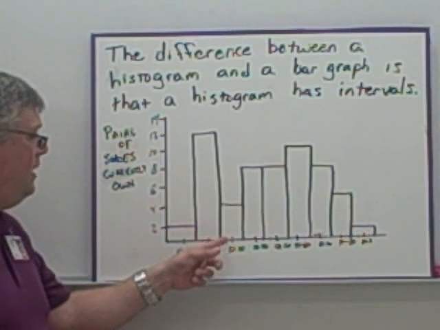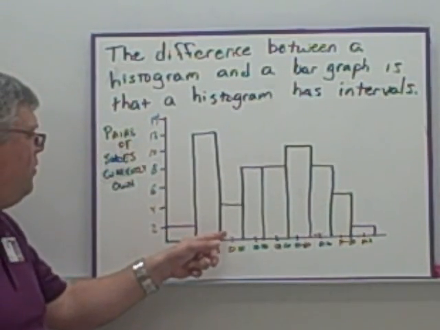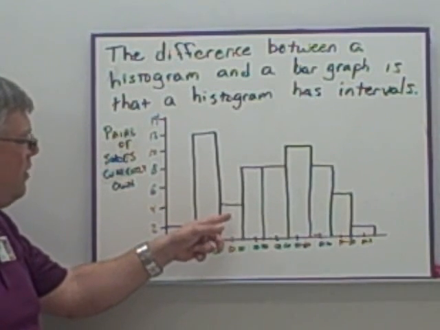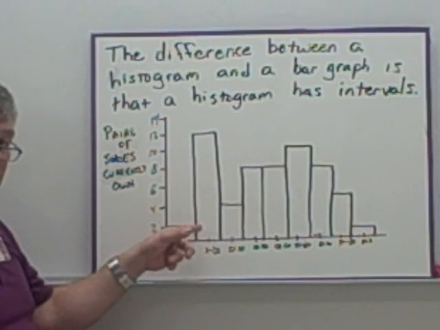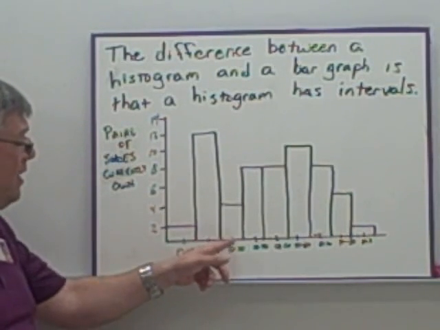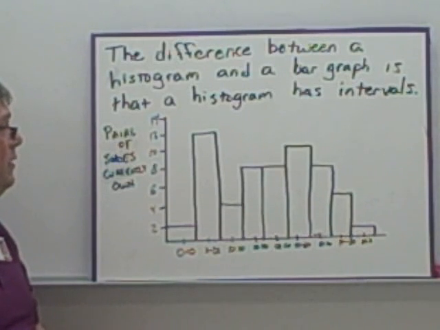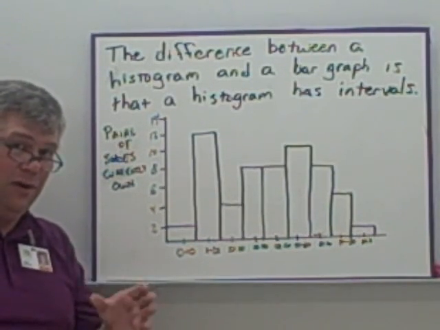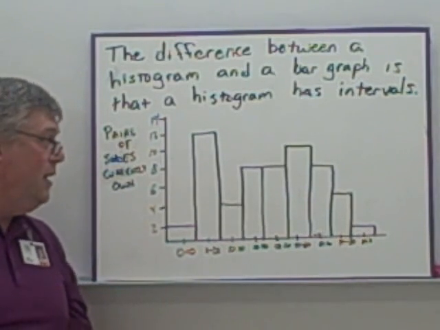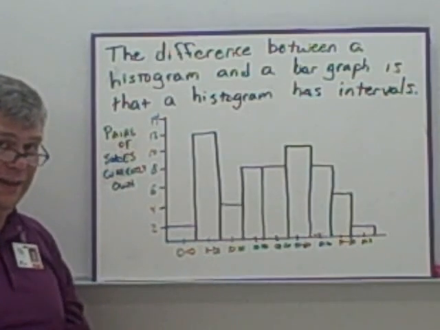So this could be the pairs of shoes currently owned by a 21-year-old, a 28-year-old, and a 27-year-old. We don't know. It's somewhere in that. Anybody who has an age within that range, that's where it's going to fall. So the main difference, again, between a bar graph and a histogram is that a histogram has intervals on its x-axis.